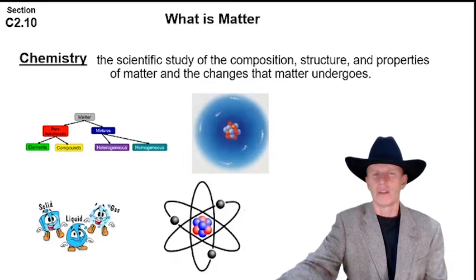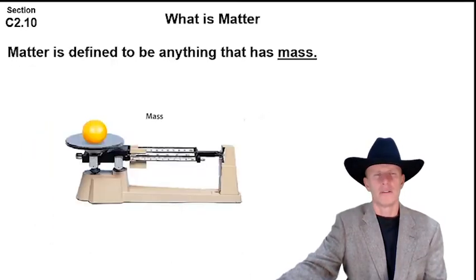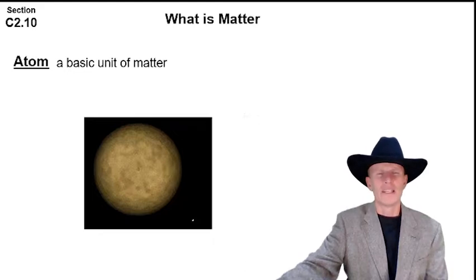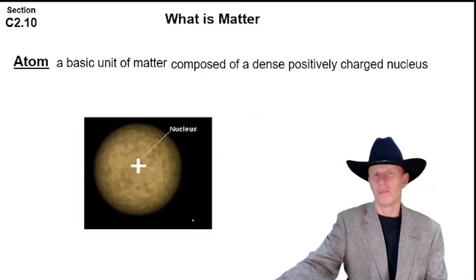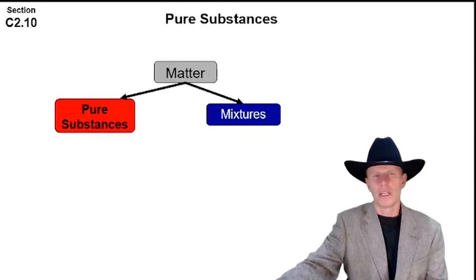The scientific study of the composition, structure, and properties of matter and the changes that matter undergoes. Everything in the universe is made of matter. Matter is defined to be anything that has mass and takes up space. The basic unit of matter is called the atom. And inside that atom, it is composed of a dense positively charged nucleus surrounded by a cloud of negatively charged electrons. Matter is broken into two different categories: pure substances and mixtures.